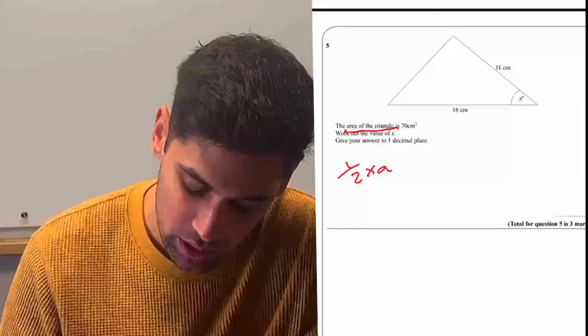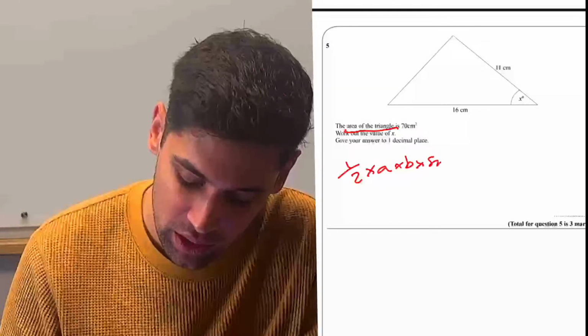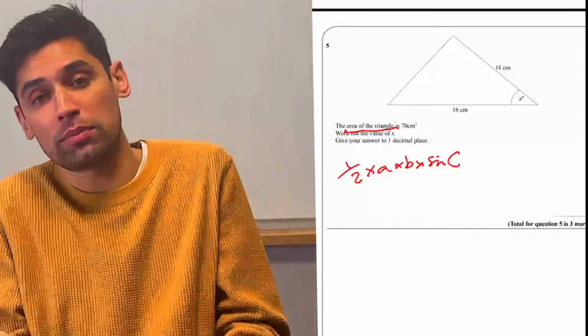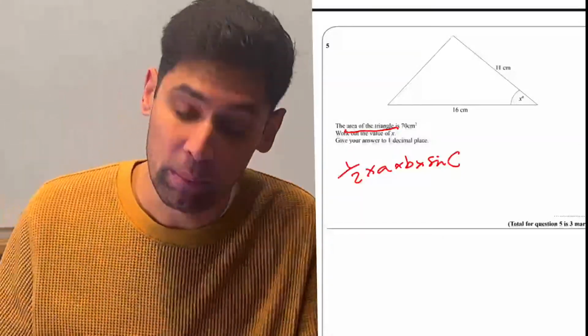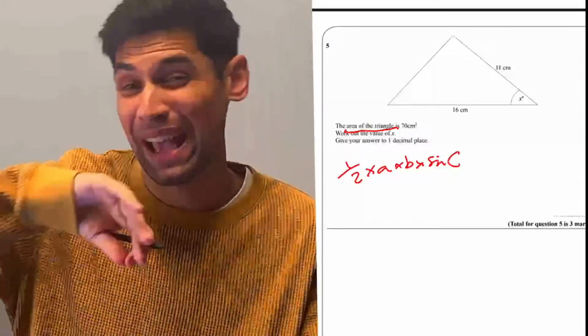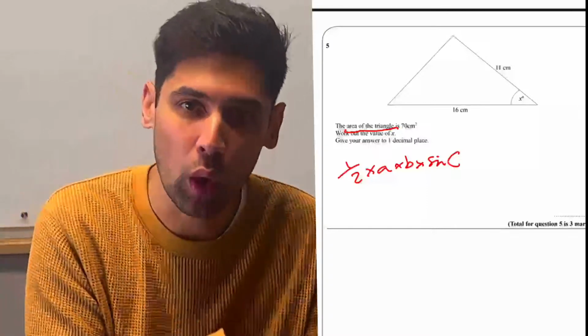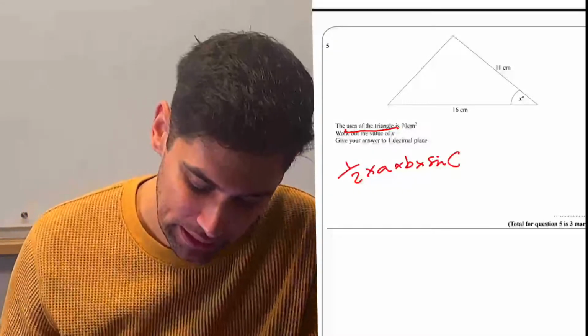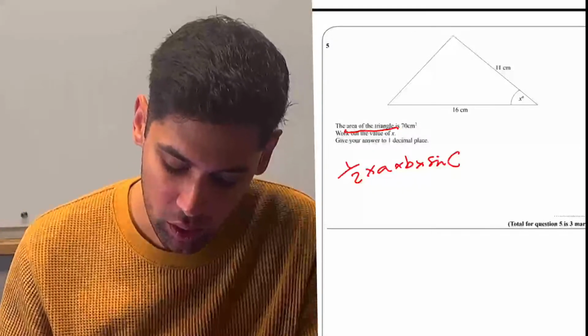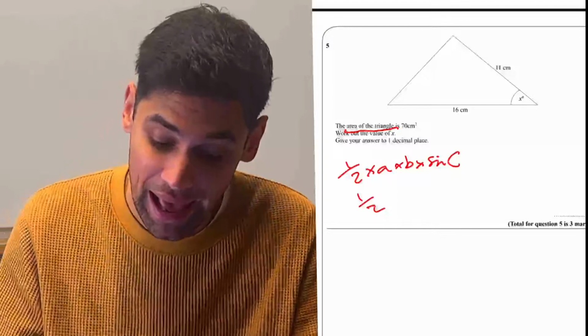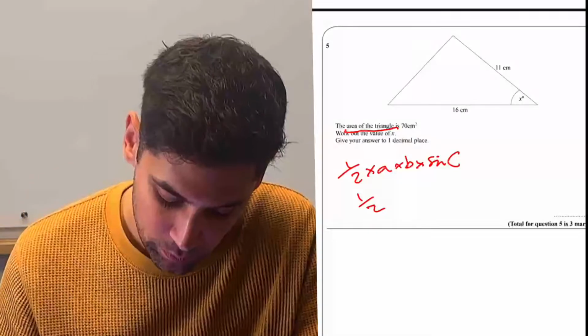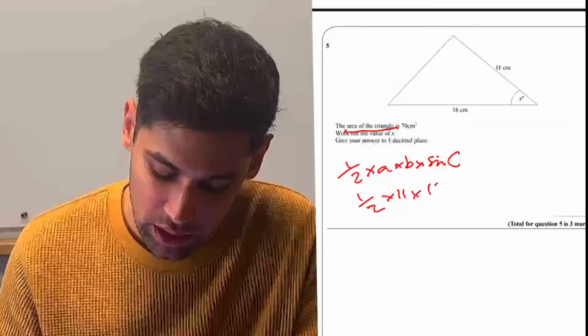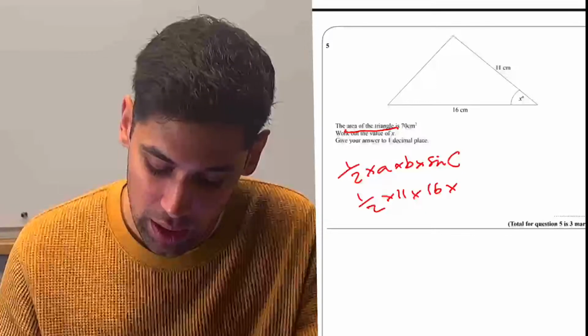Half times A times B times sine C. I don't know why I wrote the multiplication symbols in there, I just did. But we write that down straight away. Once we have the formula written down, we can then plug in what we know. Now in this particular case, what do we know? So we know half is just a half, obviously. A and B, that's 11 and 16, times 11 times 16, times sine.